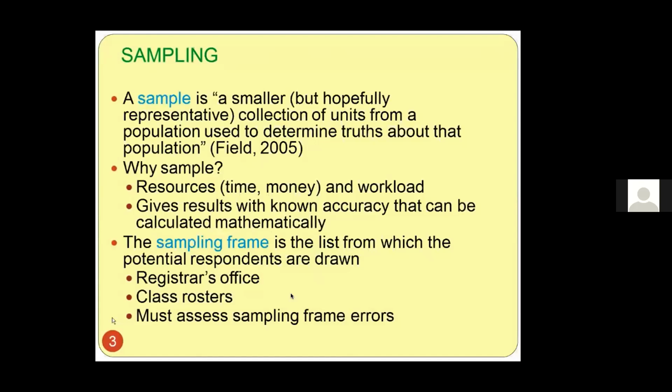Something that we have to consider is a sampling frame, which is the list from which the potential respondents are drawn, whether that be a registrar's office, class roster, a class of students, or students at a particular school, for instance. Sampling frame errors, such as university versus personal email addresses, changing class rosters, those sorts of things, you have to ensure that all the students in the population of interest are actually represented in your sample.